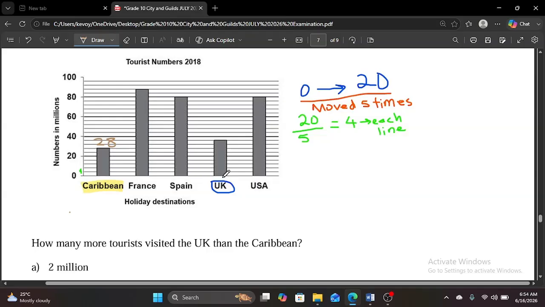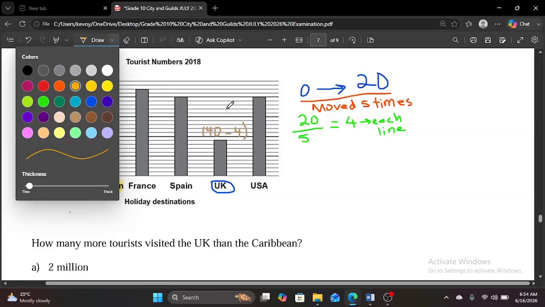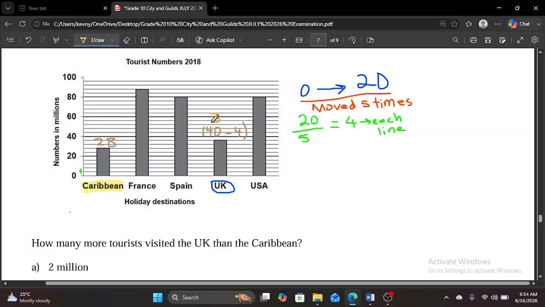All right. Persons who visited the UK now. It's almost at 40, so it's 1 line less than 40. Because it's 1 line less, for the UK that would be 40 minus 4. If we take away 4 from 40, we'll be left with 36. So that means that 36 persons visited the UK.